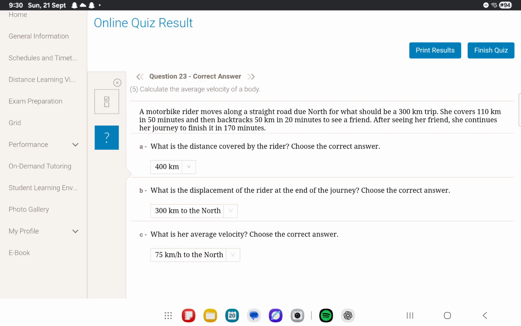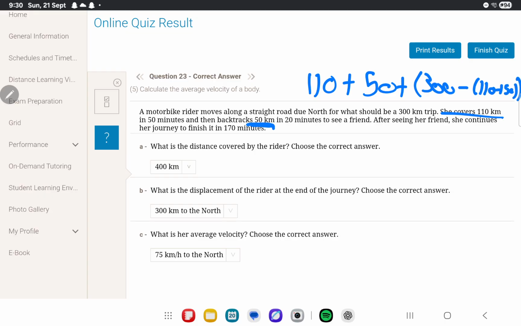Now, here, the total distance covered by the rider is going to be 300 plus, or sorry, not 300, it's going to be 110, because she covered the first 110, and then 50, because she backtracks 50 kilometers, and then 300 minus the sum of these two. Okay, this gives me 110 plus 50 plus 300 minus 110 plus 50. Oh wait, this is wrong. This doesn't make sense. Wait.